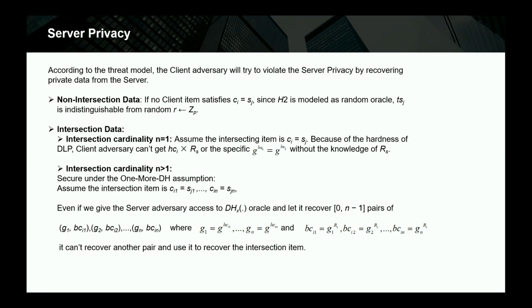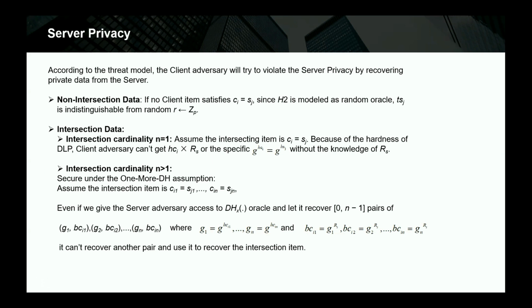For the intersection data, it is divided into two cases. The first case is the intersection cardinality n equals 1, and we also assume the intersection item is C sub I. Because of the hardness of the DLP, the client adversary can't get HC sub I times R sub S. And without the knowledge of R sub S, the adversary also can't recover HC sub I.